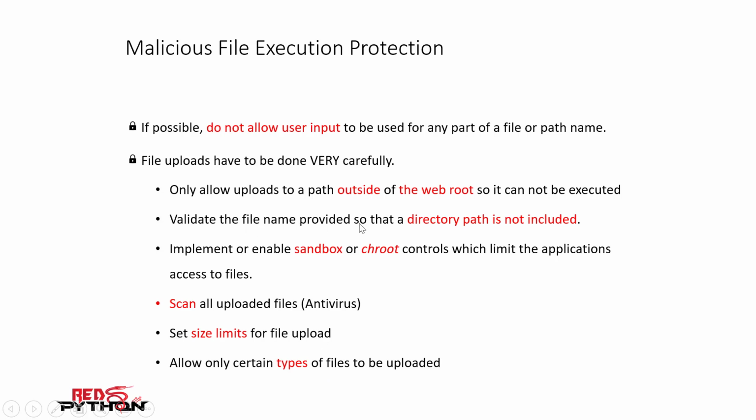Sometimes an application will accept a URL from the user, which points to another application. Just don't accept that, right? If possible, implement sandboxing technology, and as I said earlier, make the privileges minimal on the folder where you're accepting those files. Scan all the uploaded files. This goes without saying, and set file limits for the files that you accept.